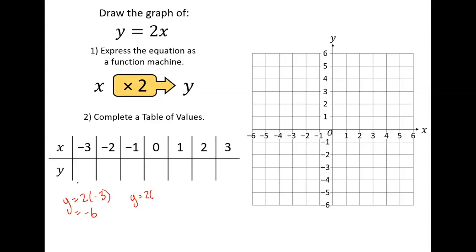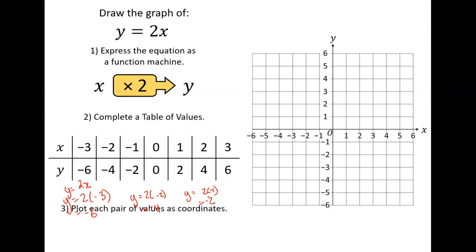Then we're going to get 2, because it's 2x, right? Y equals 2x. So 2 times -2 gives me -4. Then I'm going to get 2 times -1 gives me -2, and so on. So everything's multiplied by 2. So -4, -2. 0 times 2 is just going to be 0. 1 times 2 gives me 2. 2 times 2 gives me 4, and then 6.